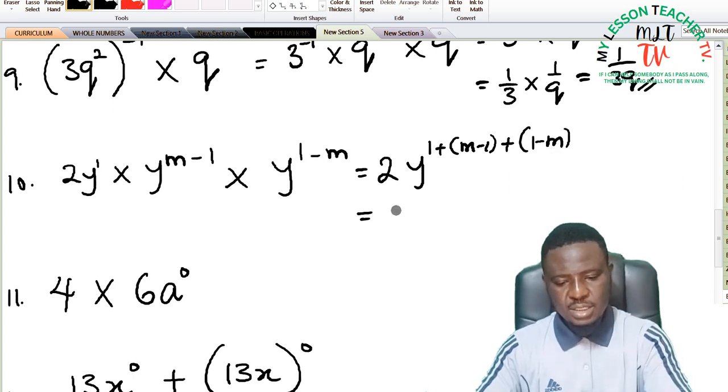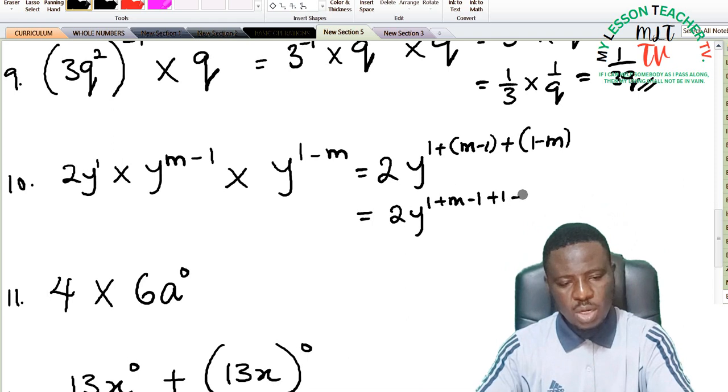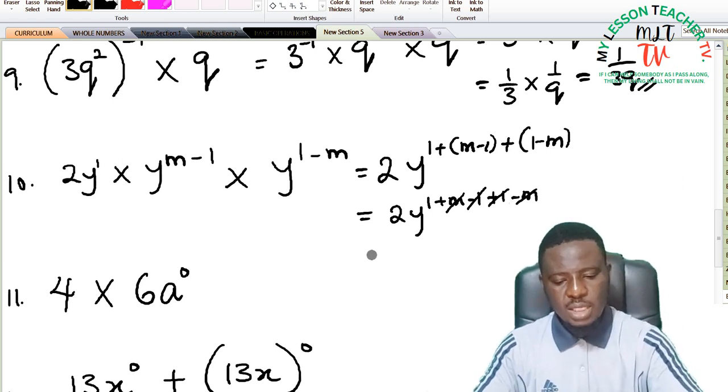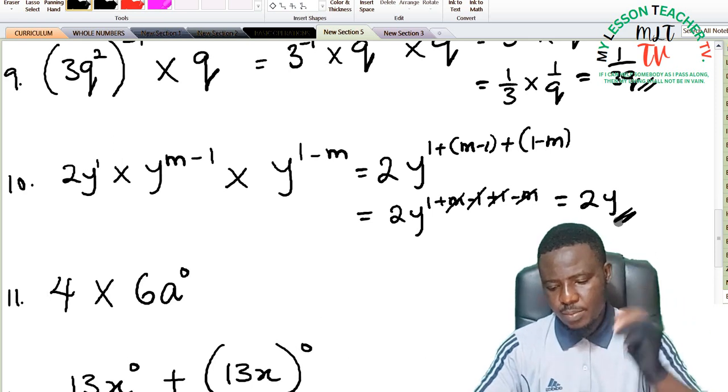And when you simplify, this is equal to 2y raised to the power of 1. Opening the bracket, you have plus m minus 1 plus 1 minus m. Plus 1 minus 1 is 0, plus m minus m is equally 0. So our answer is equal to 2y raised to the power of 1, which is same thing as 2y.